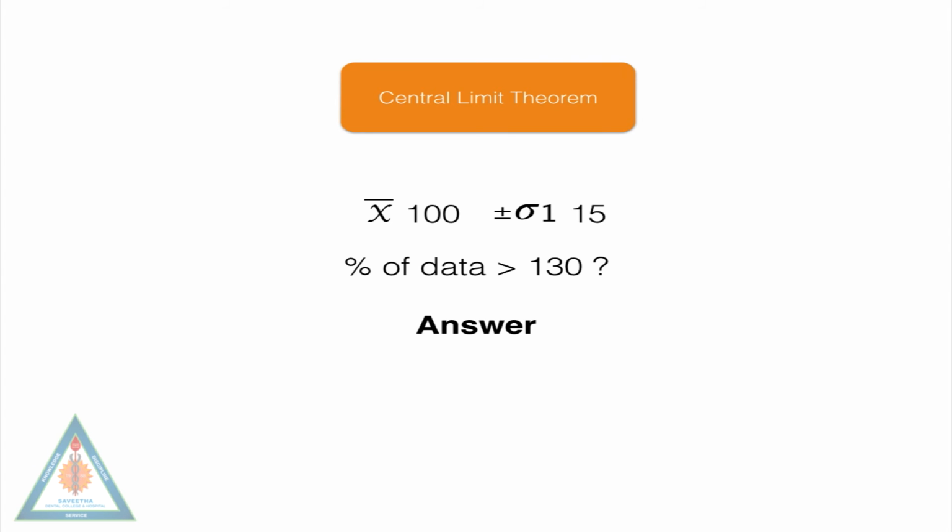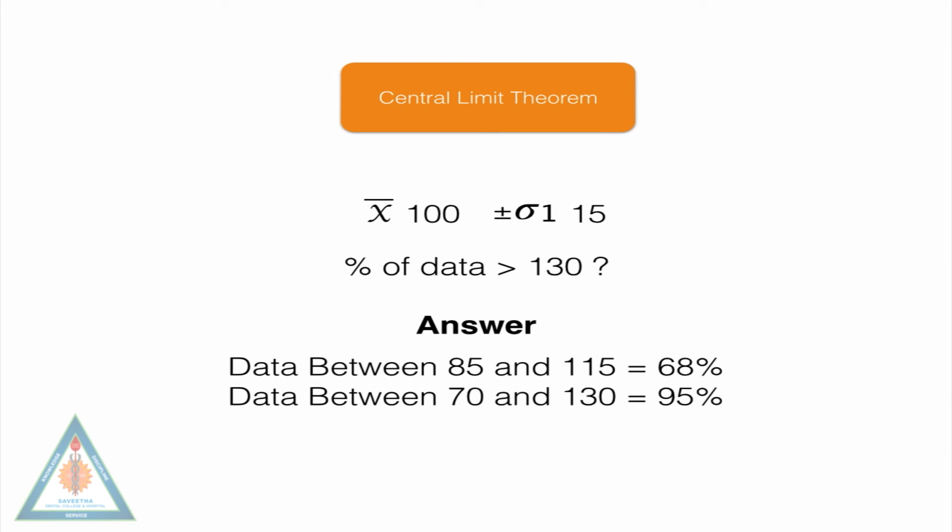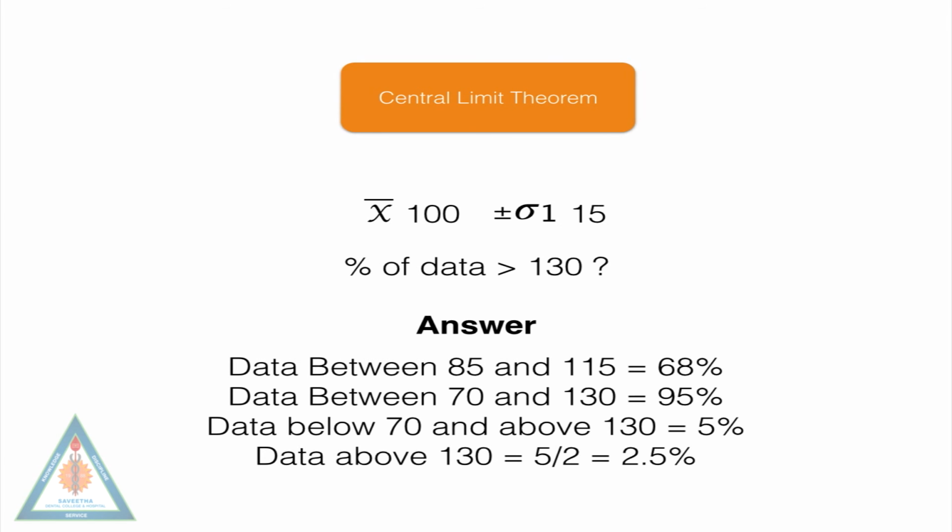If you want to know the percentage of people or the percentage of data with more than 130 IQ points, you can deduce the answer as follows. The data between 85 and 115 scores would be 68%. The data between 70 and 130 would be around 95% because it's two standard deviations from the mean. And the data below 70 and above 130 would be 5%, which is basically outside of 95%. And the data above 130 would be 5 divided by 2, which is 2.5%.